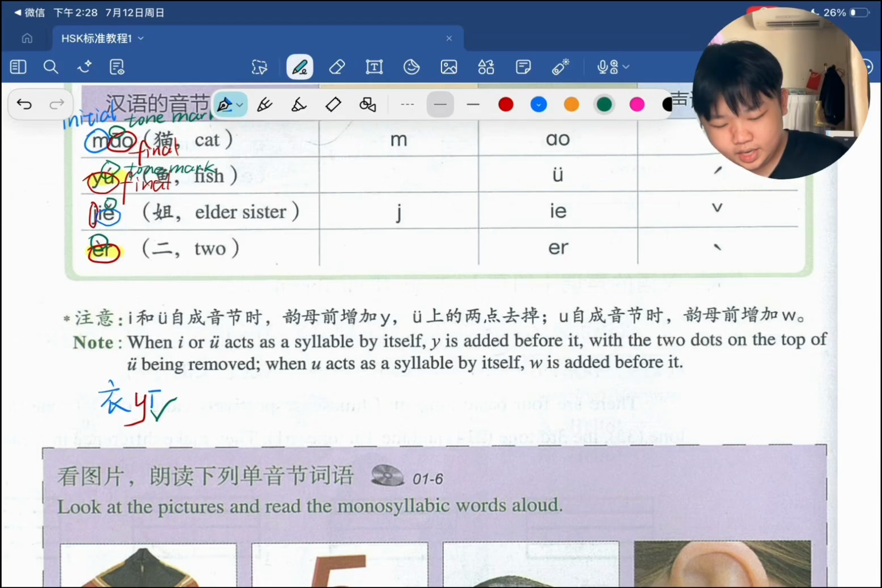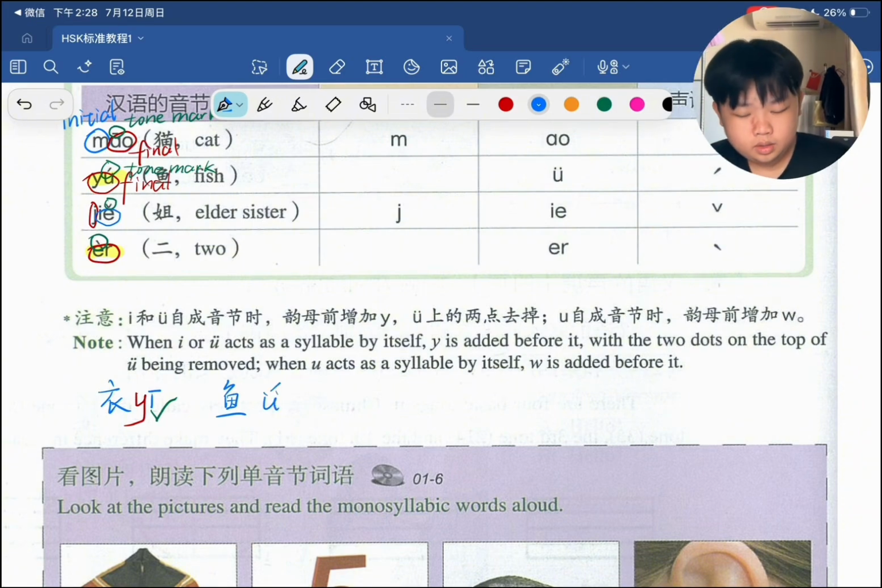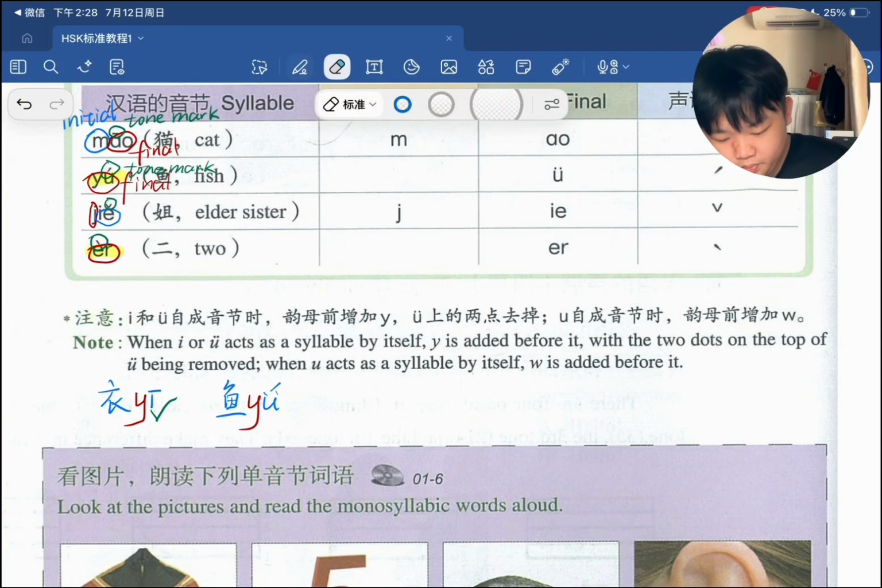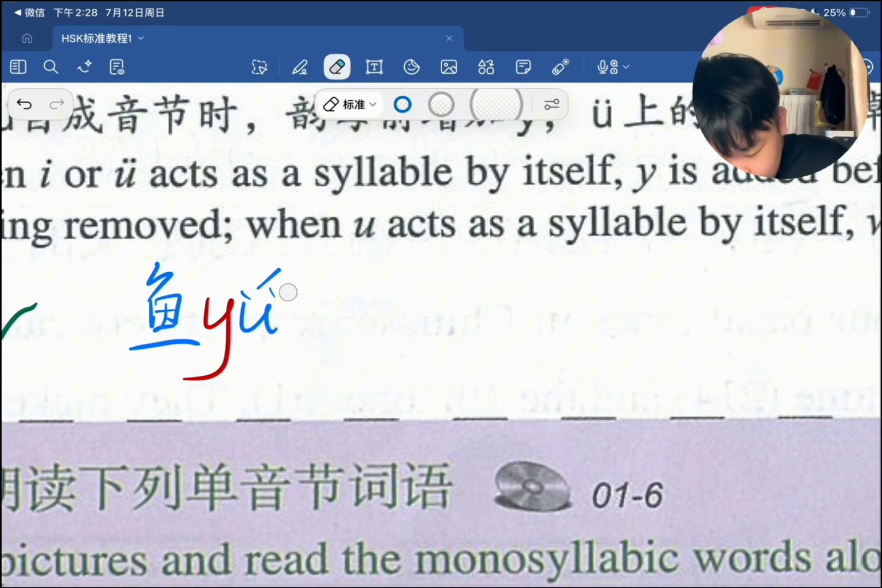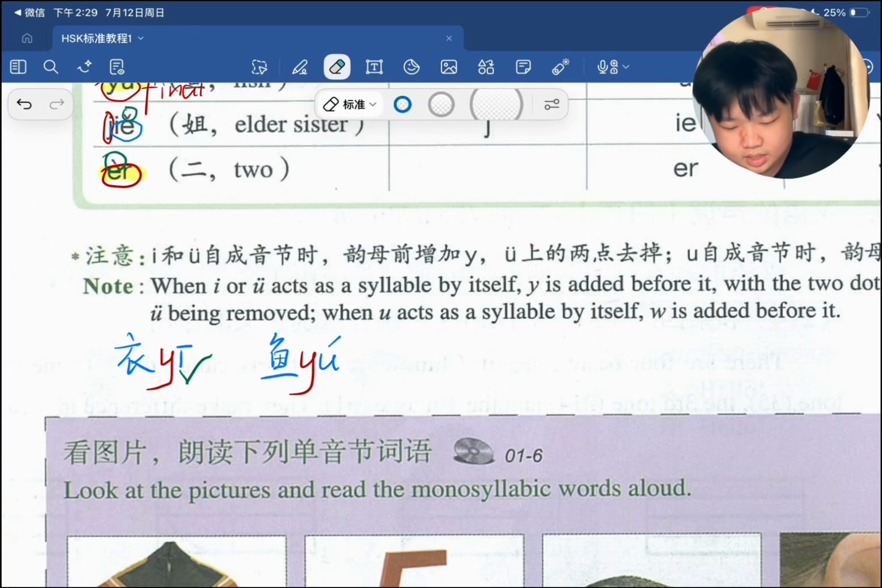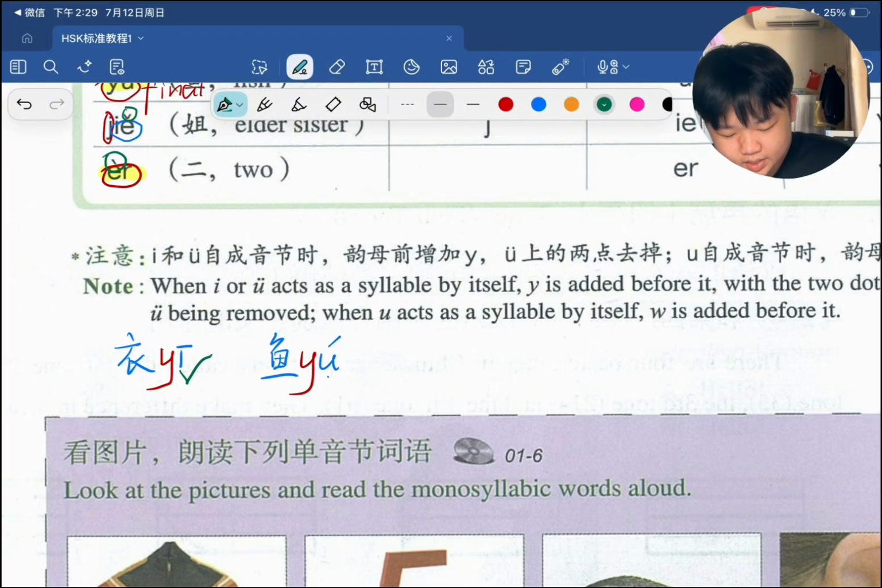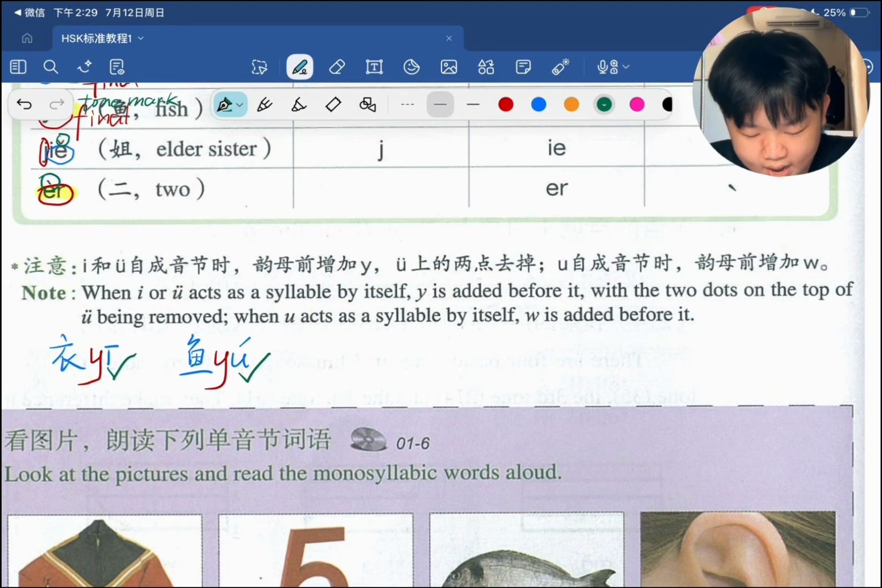And this Chinese character, yu, means fish. You can't just write it as yu. That's wrong. You have to add a y before it and remove the 2 dots on the top of u, and it becomes like this. This is correct.